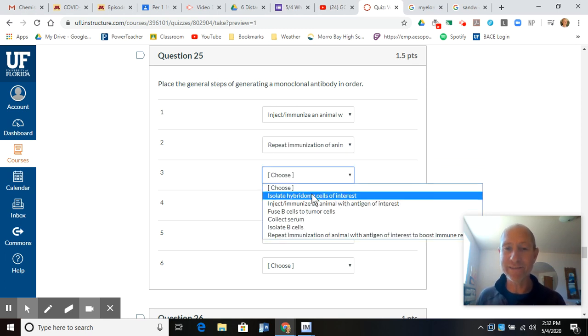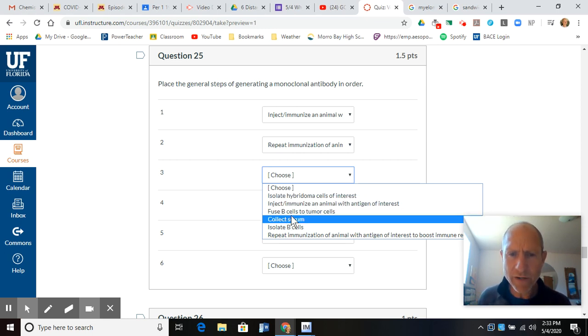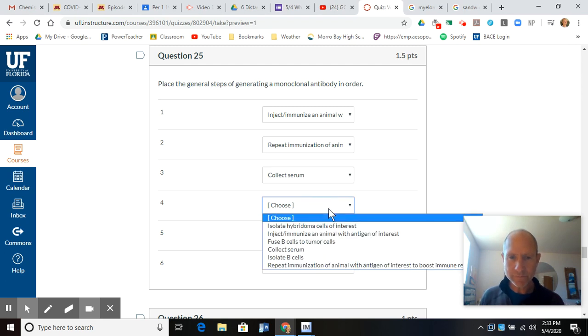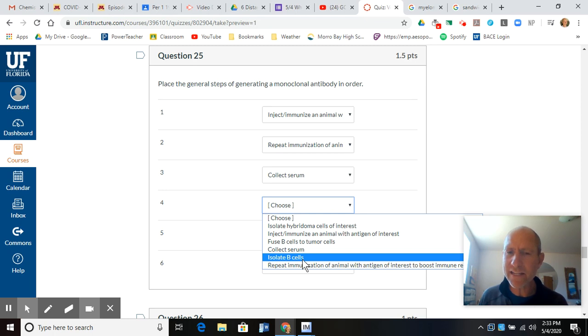After that, they don't do this to you, but they're going to do this to the mouse or to the rabbit. They're going to collect some blood serum. They don't have to kill the whole thing. They just bleed out a little bit of it. Collect some blood serum. After that, they're going to isolate B cells or beta cells. That's a kind of white blood cell that makes antibodies. They're going to isolate those cells from the blood.